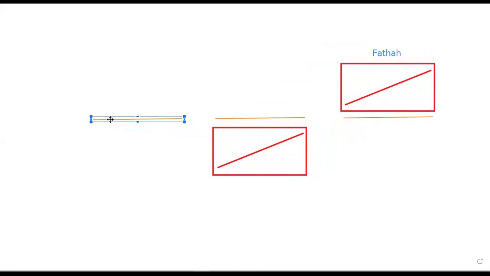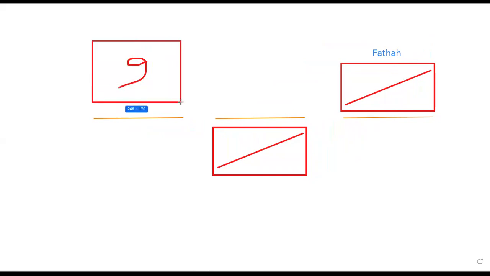And the third one is Dhamma. What is Dhamma? Dhamma is a wow sign that comes on top of the letter, just like this sign. So this sign is called Dhamma. So Fatha is a horizontal line on top of the letter, Kasra is a horizontal line below the letter, and Dhamma is a wow sign on top of the letter.